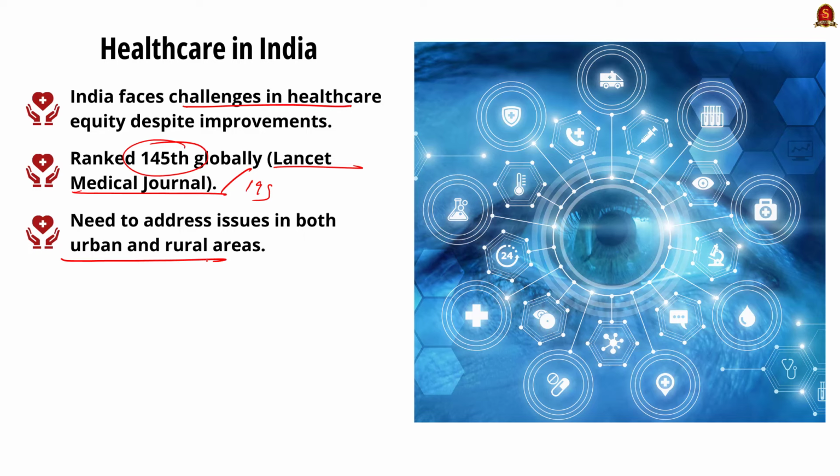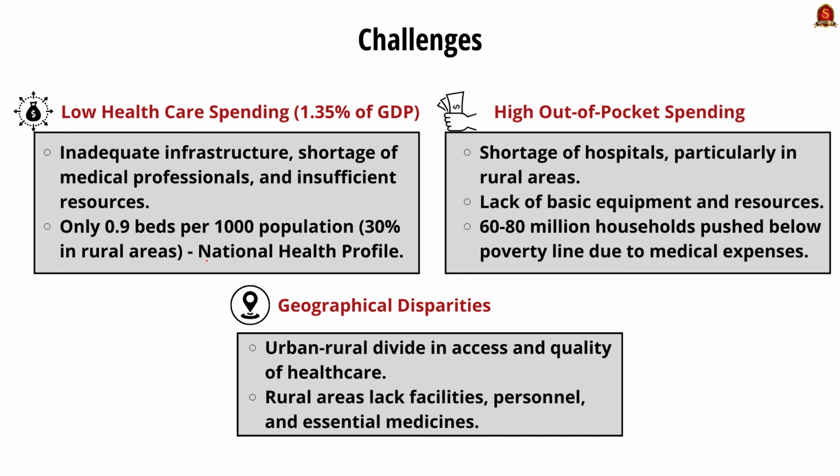Some of the reasons for inaccessibility to the quality healthcare services in India are as follows. This is the way you can move on to the first part of the answer. Here you can write that. Firstly, low healthcare spending in India. India's public healthcare spending is around 1.35% of GDP, far below the recommended 2.5%. This leads to inadequate infrastructure, shortage of medical professionals, and insufficient resources in the public healthcare facilities.